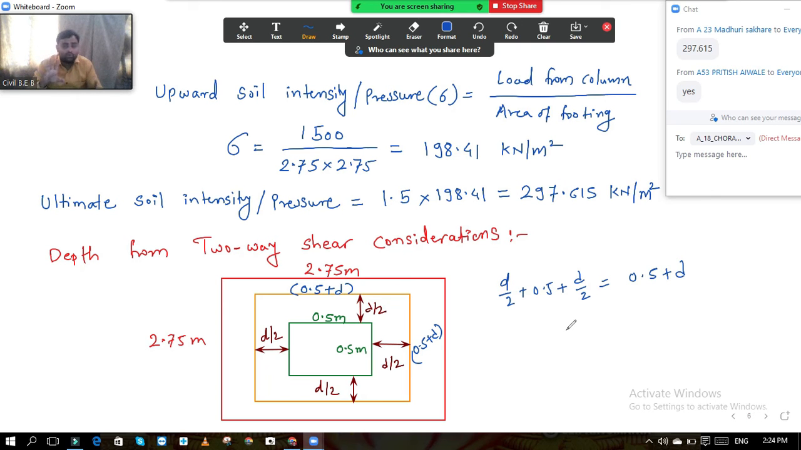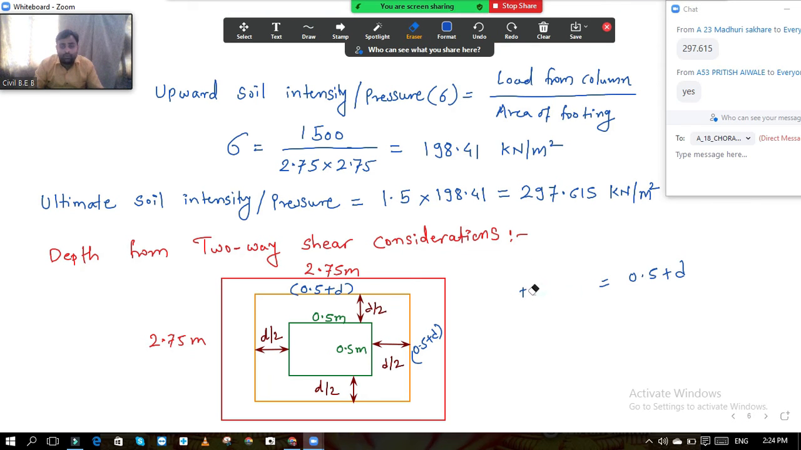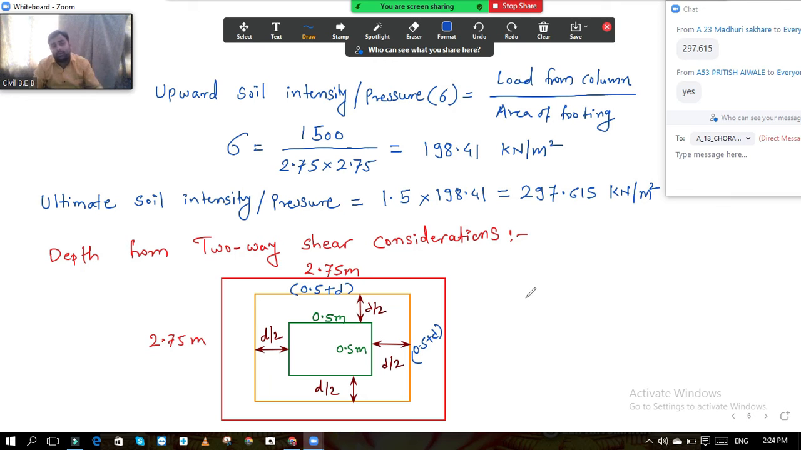Okay, so in general, what IS code says is that while you calculate the depth for the footing by considering this punching shear, you should always take the critical section at a distance of d by 2. This distance of d by 2, whatever I have shown here, is according to IS 456 2000, and this is called the distance of the critical section. And why is this yellow line called the critical section? Because on this yellow line the column will try to penetrate through this whole area through the footing.